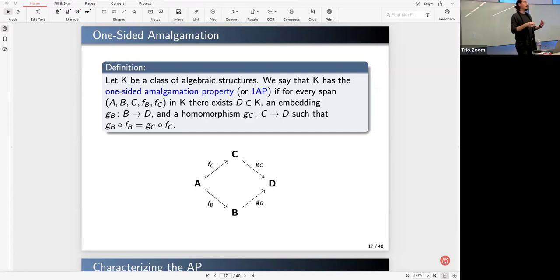So what I would like is some necessary and sufficient conditions. One comes from considering the so-called one-sided amalgamation property. The one-sided amalgamation property is really the same as the amalgamation property, except when I complete this diagram, when I complete the D, I drop the requirement that both of the maps going into D are embeddings. Instead, one can just be a homomorphism. If I can always do this so that I get such a completion of the commuting diagram, that's the one-sided amalgamation.